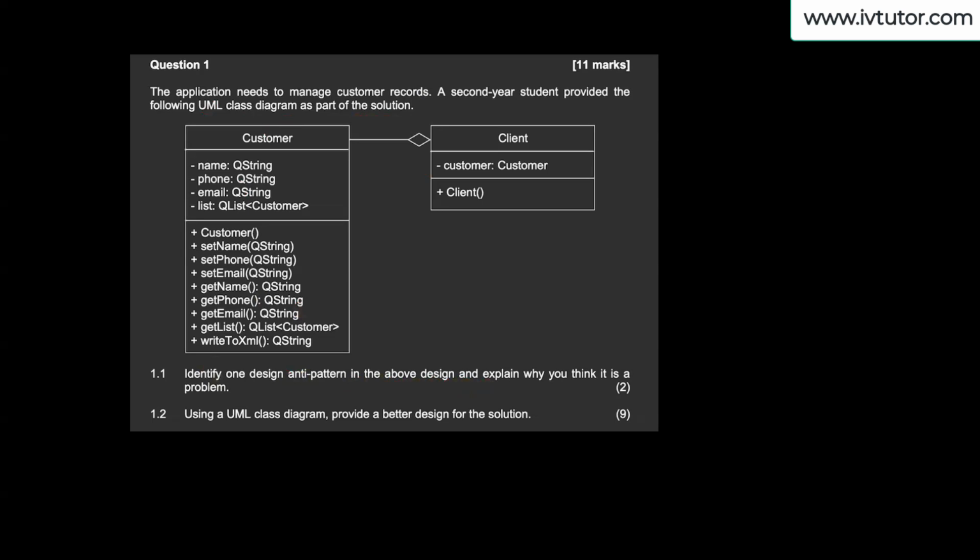We've identified this to be the God object anti-pattern because the class is burdened with too many responsibilities. It's a customer, it's a list, and it's also a serializer. So definitely it's the God object anti-pattern. It's also a list at the same time. So that's all you are explaining there.